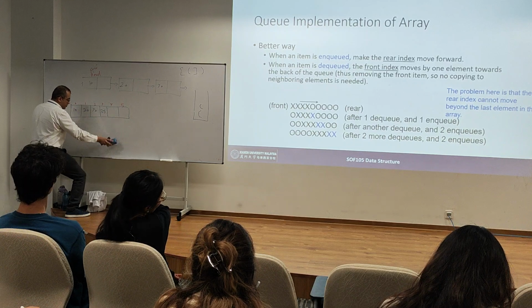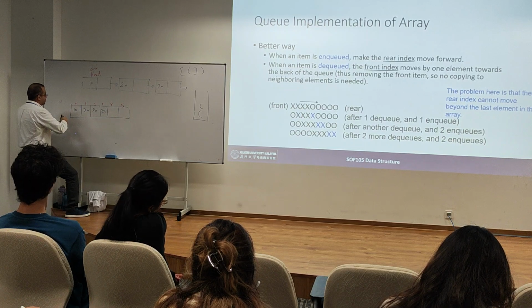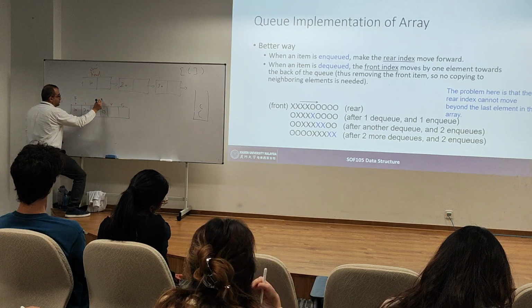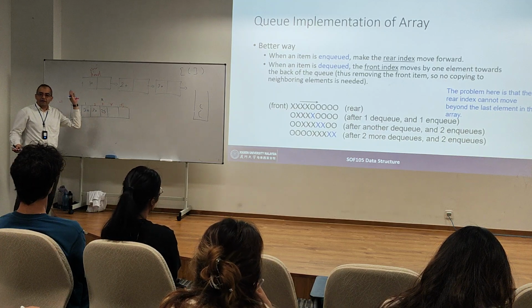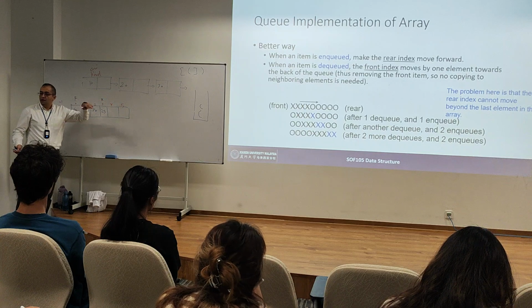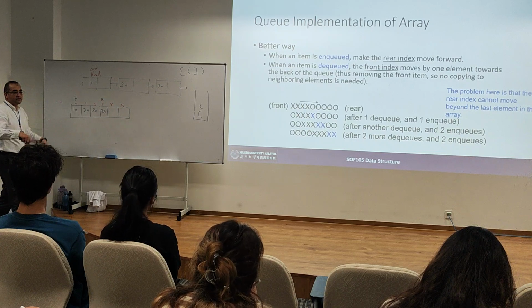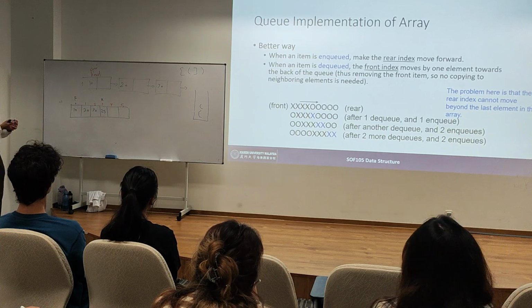Let's assume the queue looks like this. This is the front, this is the rear. So when I enqueue, what happened? Add to the queue, rear index moving forward in the array. So I do rear index plus plus, and I insert there. Okay? Nothing changed, the same.